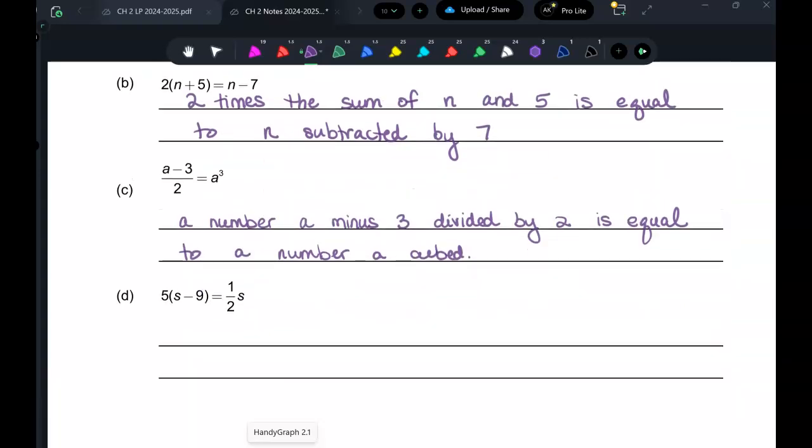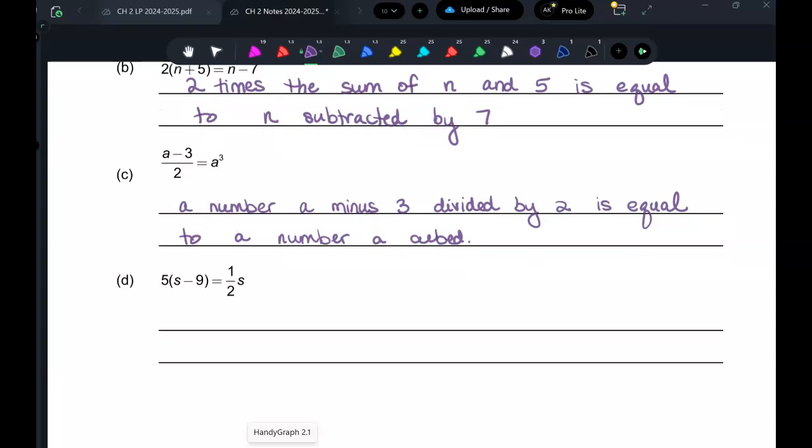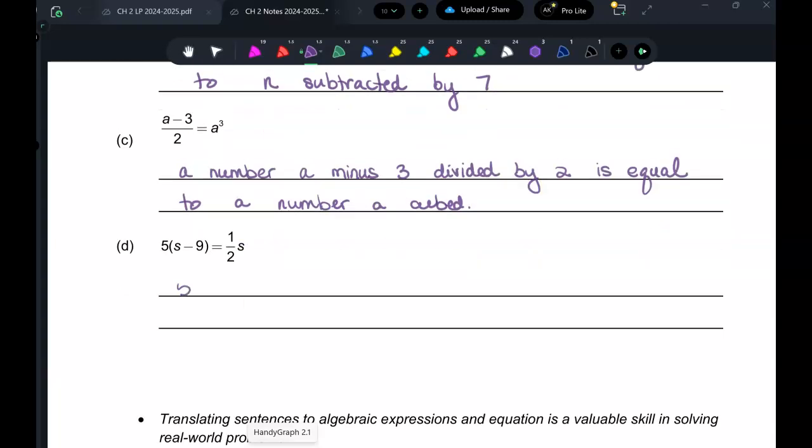Okay, let's see if we can get a couple people who haven't. Guys, speak up. What do you think? Let's do this. 5 times the difference. So we want to express the difference of what? What are we subtracting? S minus 9. Good. S and 9.